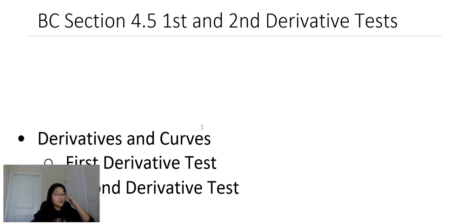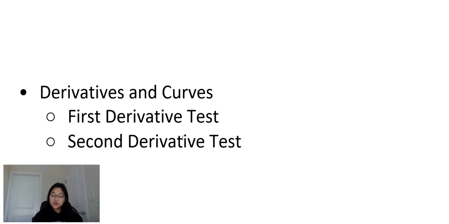So, derivatives and curves. We have the first derivative test and the second derivative test, and we are going to talk about how our first derivative can tell us about the shape of a graph, and how the second derivative can tell us about the shape of a graph, and how we can utilize our understanding of critical points, with our understanding of derivatives, to figure out what the classification for those critical points could be.